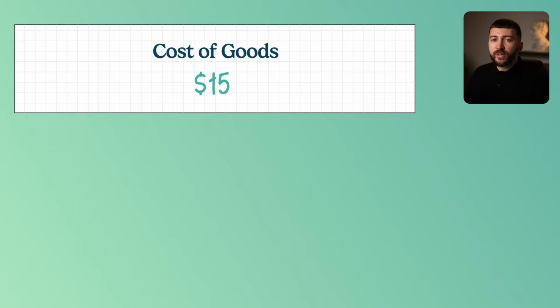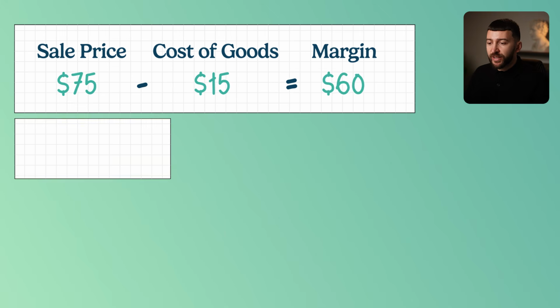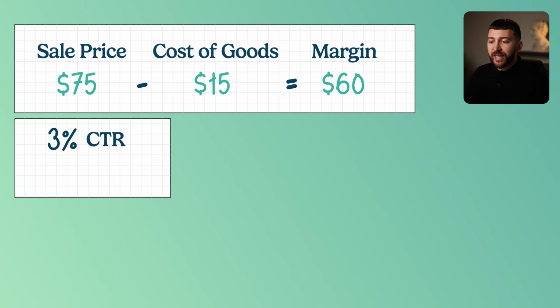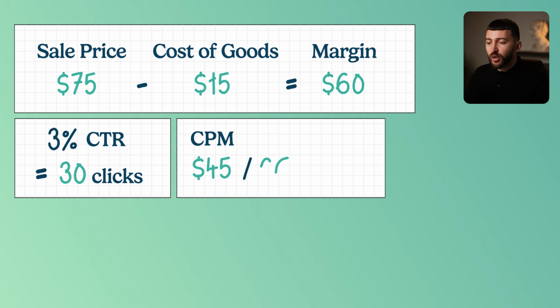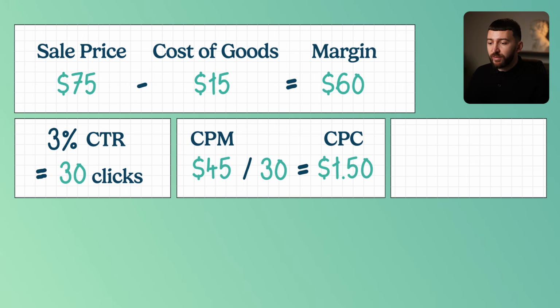So if I source a product for $15 and I sell it for $75, that gives me a $60 margin. The average click-through rate on a Meta ad campaign is between 2 and 5%. So let's be conservative and say our click-through rate is 3%. If my CPM is $45, that means it costs me $45 to show my ads to 1,000 people. If 3% of those people click through to my store, that means I get 30 clicks through to my store. So based on this, we can do $45, which is our CPM, divided by 30 clicks, which means I'll pay $1.50 per click. So just stay with me for a moment here.